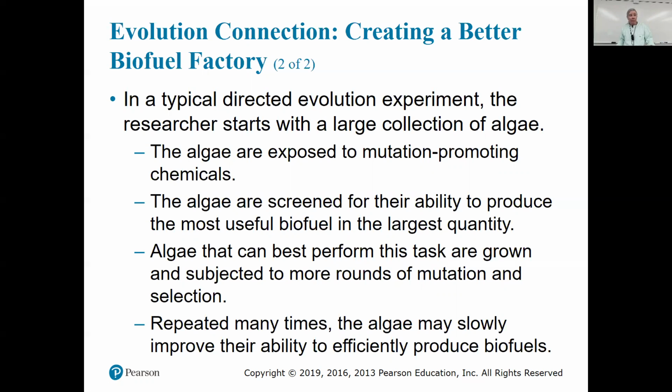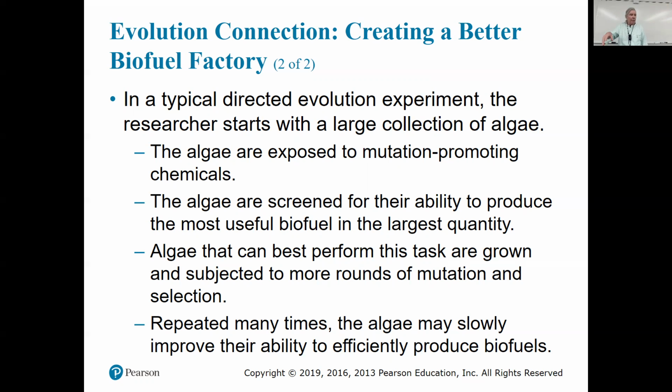But there are some chemicals and agents in the environment that are mutagenic. They can speed up the rate of mutations, make these enzymes make more errors. And these are some mutagenic chemicals, and lots of radiation can do the same thing. So the algae are screened for the ability to produce the most useful biofuels.